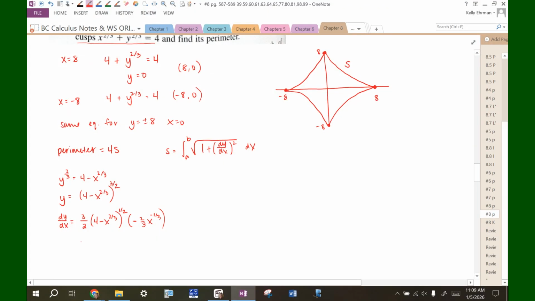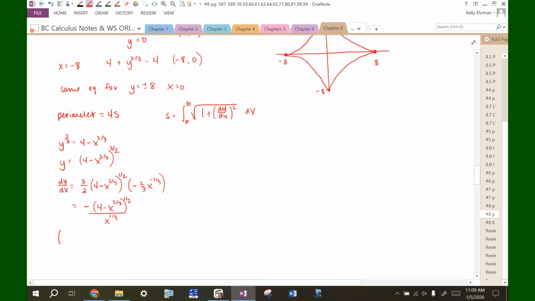And so let's see. 3/2 times negative 2/3 is just negative 1 times 4 minus x to the 2/3 to the 1/2 over x to the 1/3. That all seems okay to me. And then remember, it's not this that we're plugging in, we're squaring that. So what is dy/dx squared? Well, the negative goes away. This 1/2 power becomes 1, so it's just 4 minus x to the 2/3 on top. And then you're squaring the denominator, which is x to the 2/3 instead of 1/3 now.